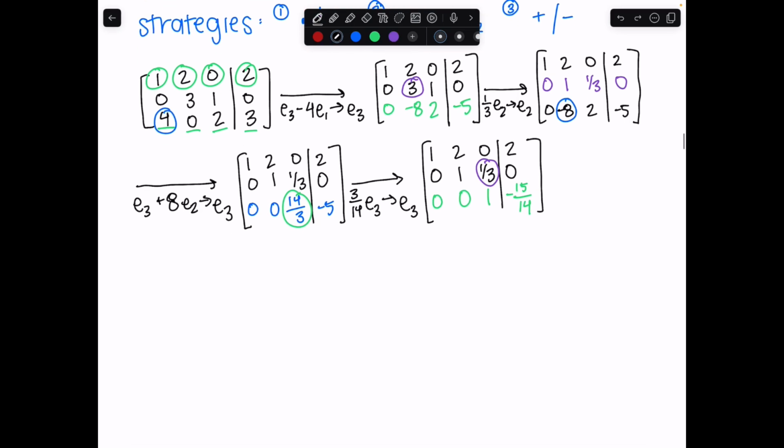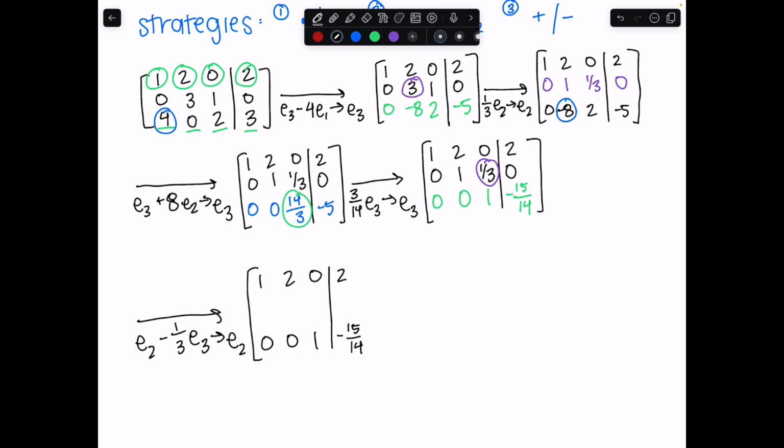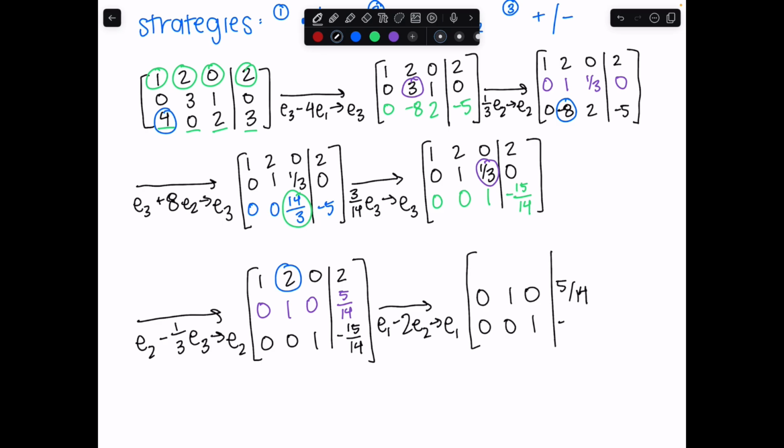So to do that, we will subtract 1/3 times equation 3 from equation 2. That will simply give us 0, 1, 0, and then 5 over 14. So now we're super close. All we have to do is turn this 2 into a 0. So to do that, we're going to take equation 1 and subtract 2 of equation 2 from it. So I'm just transferring over equation 2 and 3. And now we'll have 1, 0, 0, and 9 over 7.